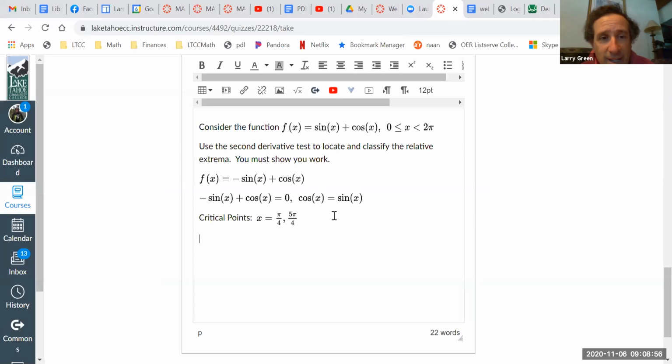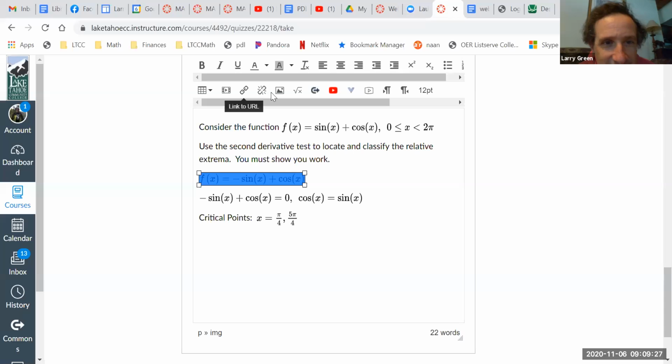So now we need to use a second derivative test to classify them, because right now we don't know which is a max, which is a min, or maybe neither. So let's go classify them. If we want to use a second derivative test, this is a really easy question. What do you think we need to do next? Take the second derivative. It wasn't a trick question. So we need to find f double prime.